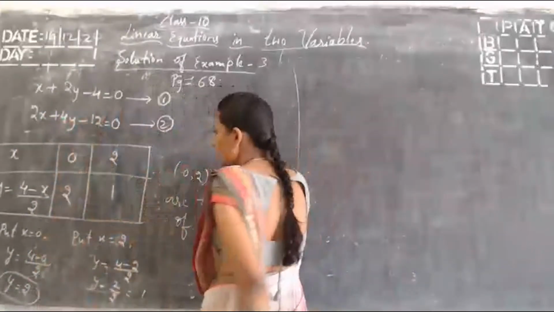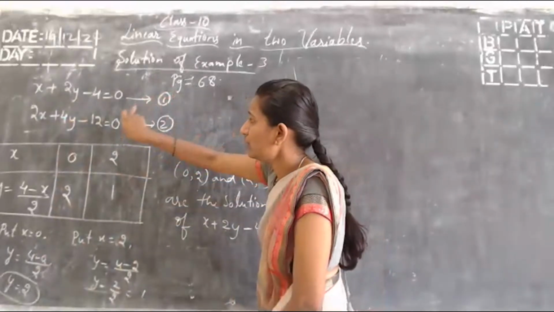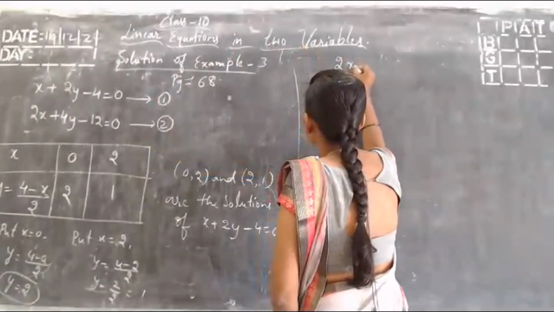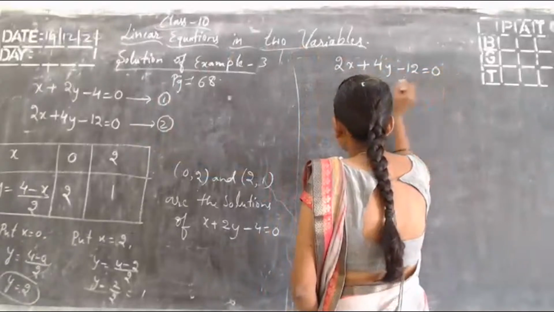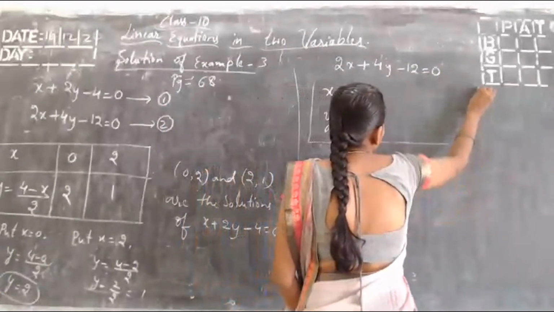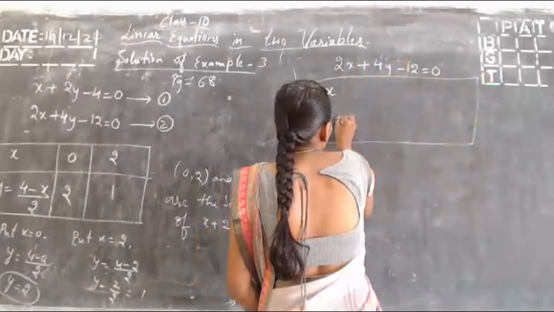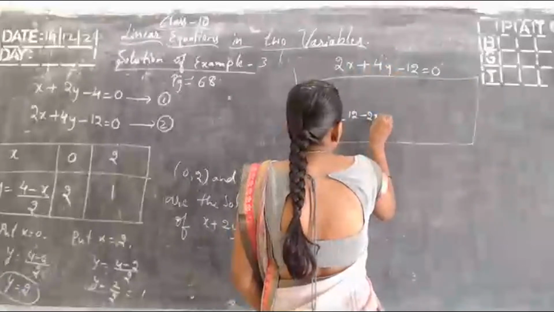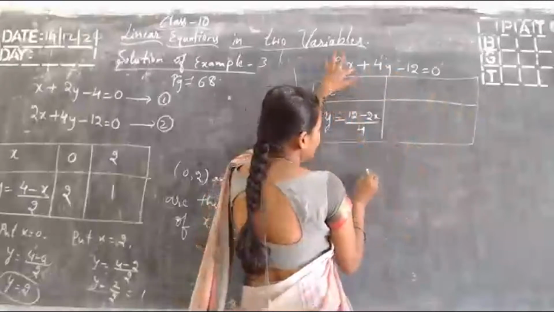Now we got the solutions of the first equation. Now we have to find the solutions of the second equation. What is the second equation? 2x plus 4y minus 12 is equal to 0. How will you write this? We should derive the value of y from this equation. What is the value of y? 12 minus 2x divided by 4.